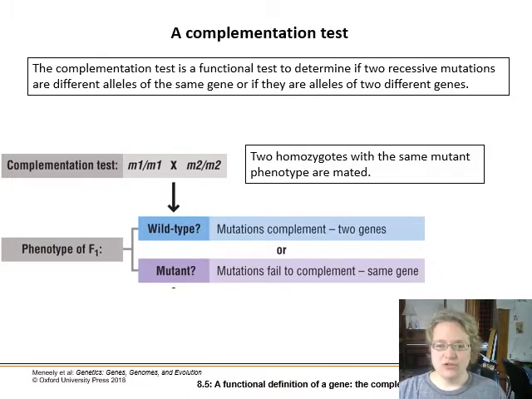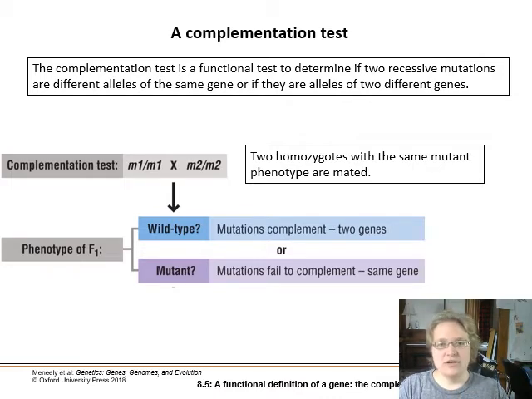You take your two recessive homozygotes with the same mutant phenotype, and they're mated. At least you're assuming that they're different. So you do a whole bunch of these, because if they have the same phenotype, you wouldn't quite know. You would do a whole bunch of crosses and analyze the offspring of these crosses.